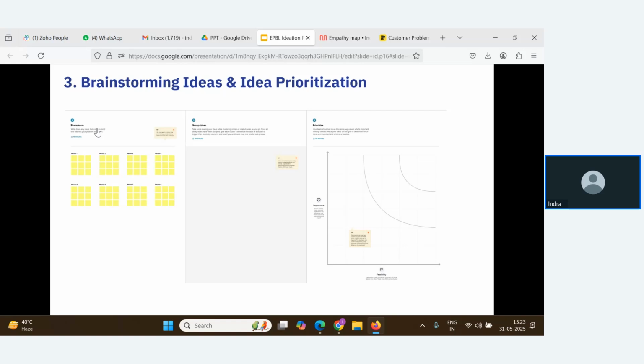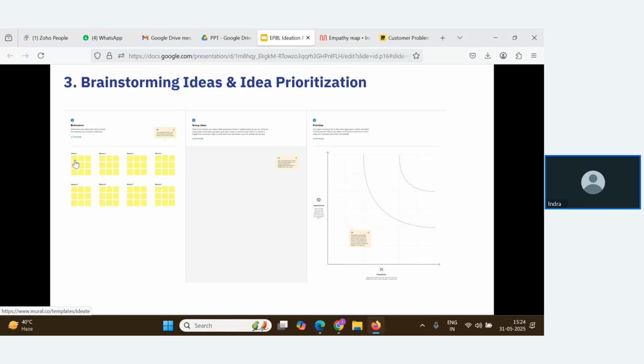Okay, so here in this section, each person will write down as many ideas as they have in the form of sticky notes. Let's say here you can see there are 1, 2, 3, 4, 5, 6, 7, 8 sections, right? 8 team members. For example, there are 4 members in a team, so all the 4 members will write down their ideas here. In one sticky note, they will write down one idea.